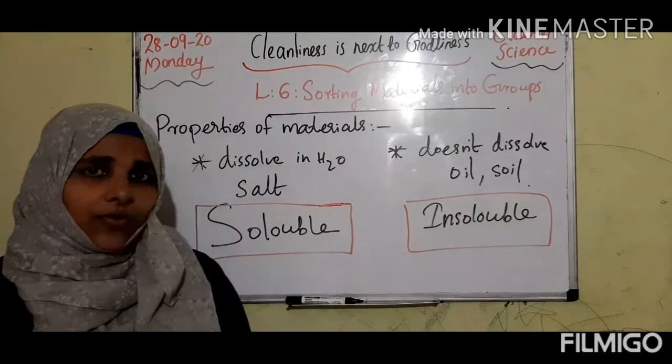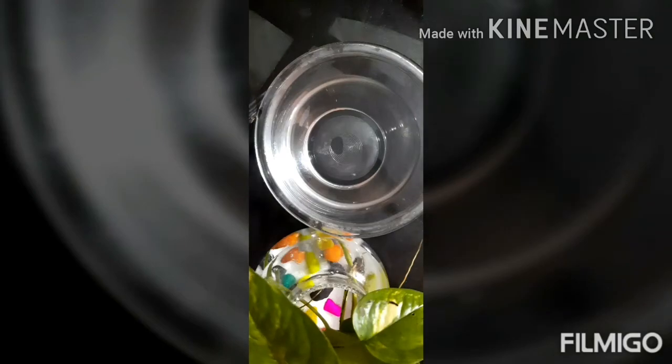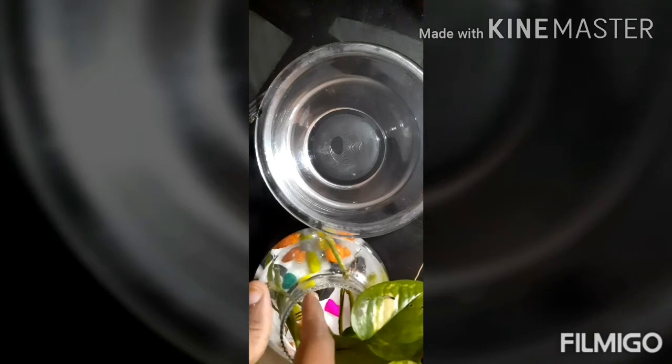Next we can check the 4th property with an example. So dear children, we can check another experiment: whether a material can float or sink in the water. It is another property of material. You can already see that some stones are dipped inside of this water. Actually it sinks in the water, right? Because stones are denser than water. That is why it sinks in the water.